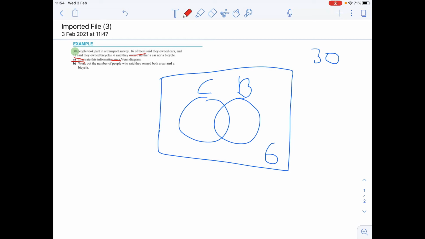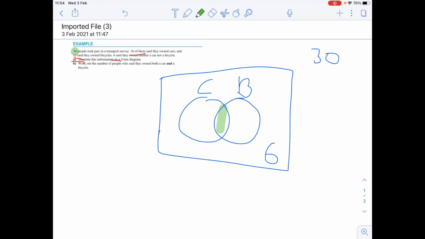Well, that's because of the overlap area here. It's because we are double counting people that own a car and a bicycle. The people that own both get counted twice, once because they own a car and once because they own a bicycle. So, how many people own both a car and a bicycle? That's the thing you need to figure out. You have to start with the intersection.